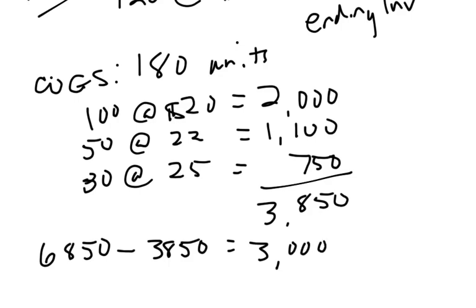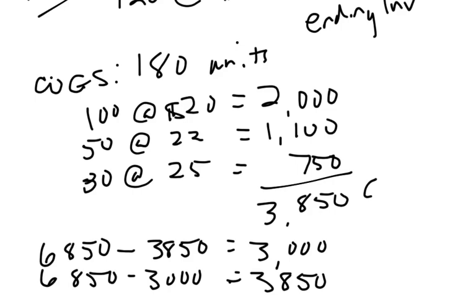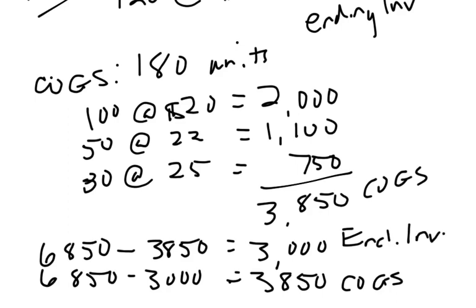You can do the same thing if you found ending inventory first, like we found the $3,000 first. You could take the $6,850 and subtract the $3,000 in ending inventory, and that would give you cost of goods sold. So this is cost of goods sold, and this is cost of goods sold, but this is ending inventory. Okay?